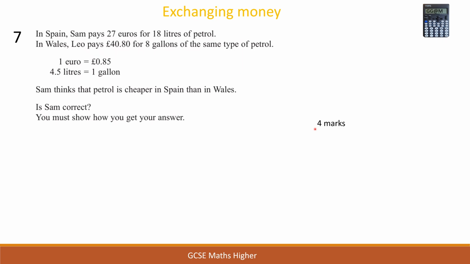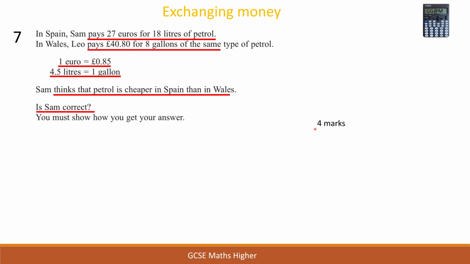So fantastic. So your keywords, you've got €27 for 18 litres, £40.80 for 8 gallons, and €1 is 85p. 4.5 litres is 1 gallon. Thinks that the petrol is cheaper in Spain than in Wales. If you're correct, and you must show how you got your answer. So it's worth 4 marks. You will not get the 4 marks if you do not show your answer.